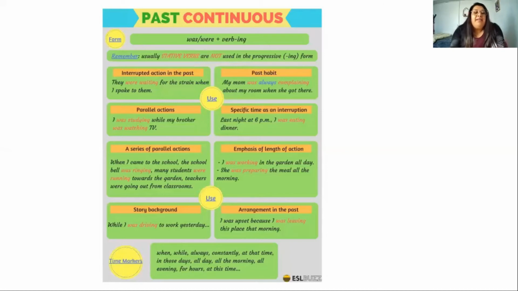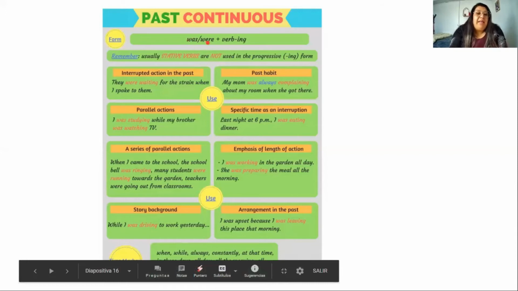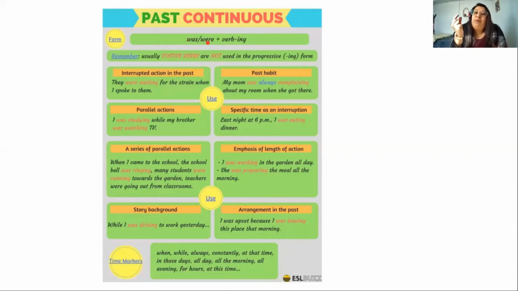So, we have past continuous. Remember, we used was or were plus the verb in ing. Ya, como estamos hablando en pasado, vamos a conjugar el verbo be. Y ahí este va a ser was or were. Recuerden, va a depender siempre del pronombre, de la persona que está haciendo la acción. Por ejemplo, they were waiting for the train when I spoke to them. Were waiting. Ya recuerden que al verbo le vamos a agregar el ing.